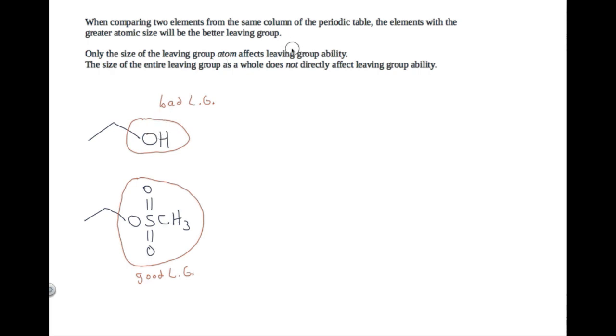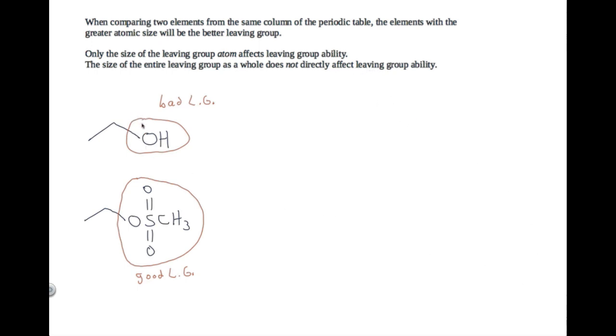After learning the previous material, sometimes students will tell me that the sulfonate is a better leaving group because it's bigger. This group looks bigger than this group, so some students wrongly tell me that this is a better leaving group because it's bigger. But remember, that's a wrong explanation. Because remember, only the atomic size of the leaving group atom affects leaving group ability. The size of the entire leaving group as a whole does not directly affect leaving group ability.